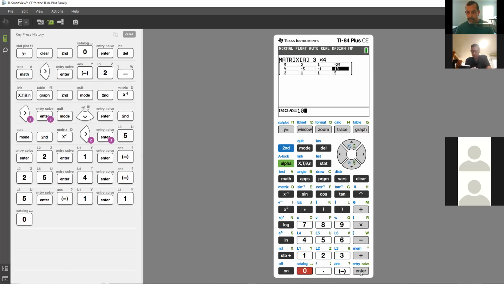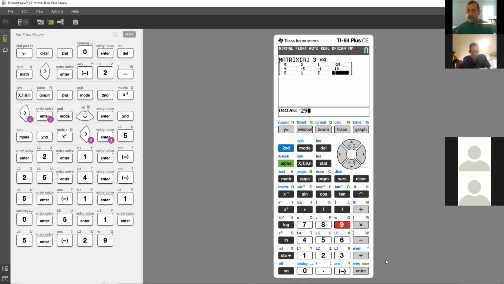So now it's going to kick us down to the last row. So I got a 5x, so that'll be a 5 enter. Plus y, so that'll be a 1 enter. Plus 5z, so that'll be a 5 enter. And then negative 29. Now remember, after you hit that negative 29, make sure you hit enter so it kicks it up into your box up there, okay? So we put our matrix in and then we quit that screen by hitting second mode. Now just remember, that matrix is always going to be in here until you modify it or edit it in the future, okay?